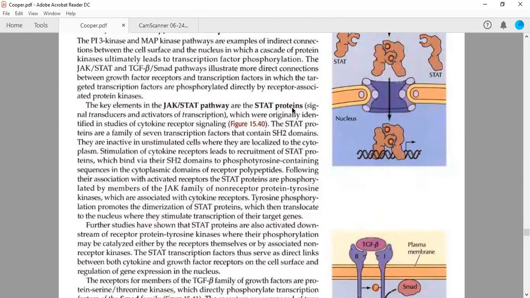As we have discussed in the cell cycle, the two types of proteins are called cyclin CDK complexes, where the cyclins are regulatory proteins and CDKs are catalytic proteins. They are doing some function. The regulatory proteins in this particular pathway, the JAK-STAT pathway, are called STAT proteins, signal transducer and activator of transcription, which were originally identified in the studies of cytokine receptor signaling, as we are seeing in this particular diagram. The STAT proteins are a family of 7 transcription factors.